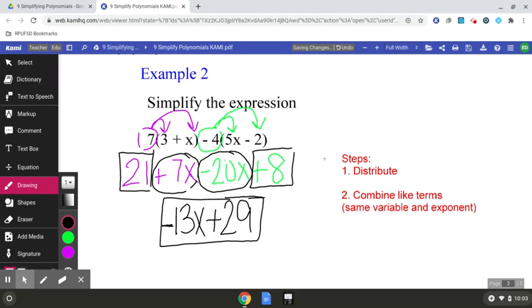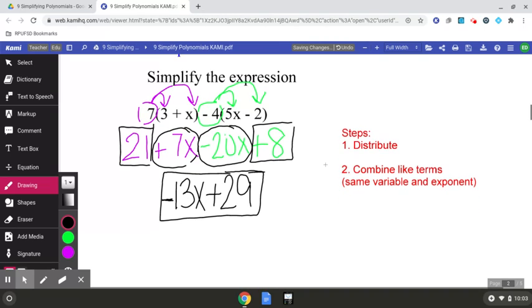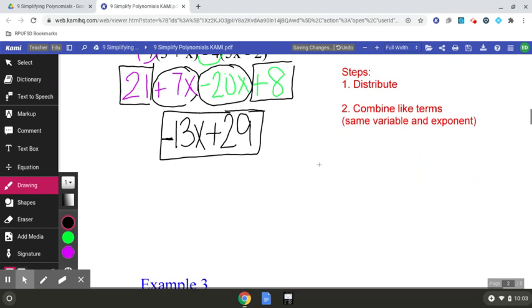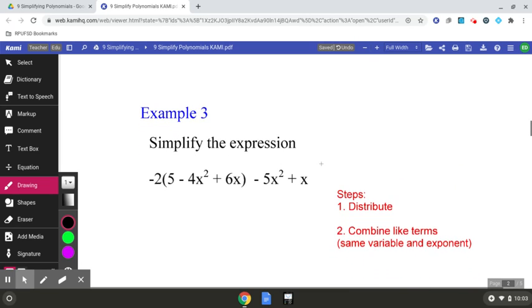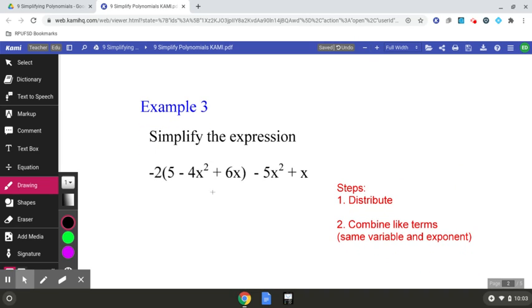The best way to get good at these, guys, is to keep practicing them. If you feel confident enough, pause the video, try one on your own, and then check your answer. See if you get it right. This one looks a little different, but it's the exact same steps, if you look on the side. The first one is to distribute. You're only distributing if you see parentheses, which in this case we do.